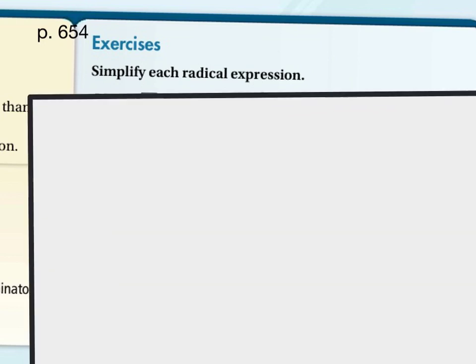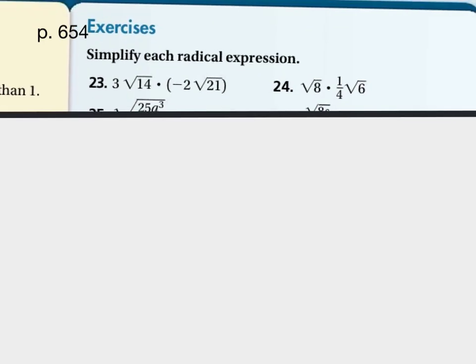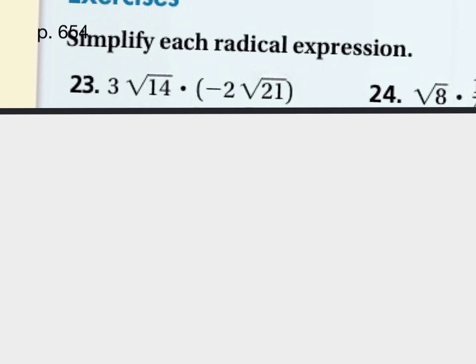So if we look at number 23, what you can do here is if you want to go ahead and multiply 3 times negative 2, those are not under the radical, that would be negative 6. If you want to go ahead and multiply 14 times 21, you can. What I like to look for, that's going to be a really big number otherwise, I'm going to try to look for a perfect square.